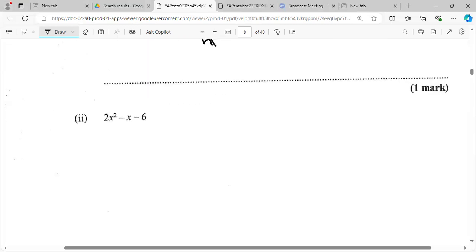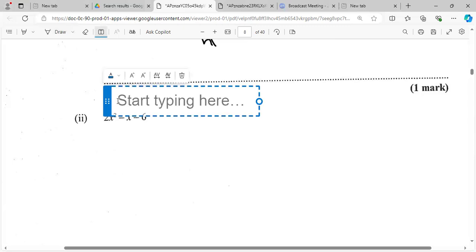And it's the same, factorize. Let me just write this here. Same, factorize. This one is a little bit different.